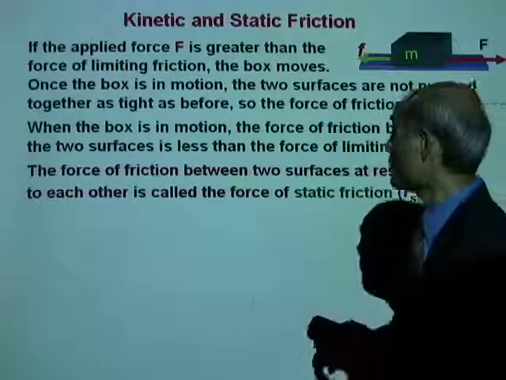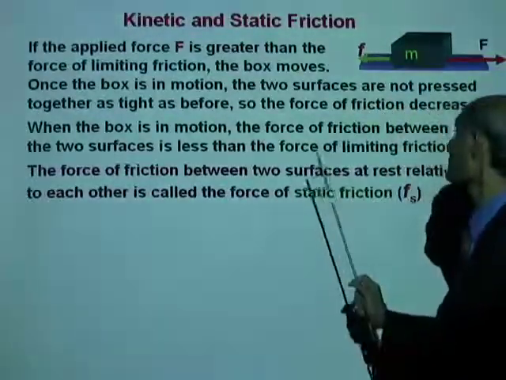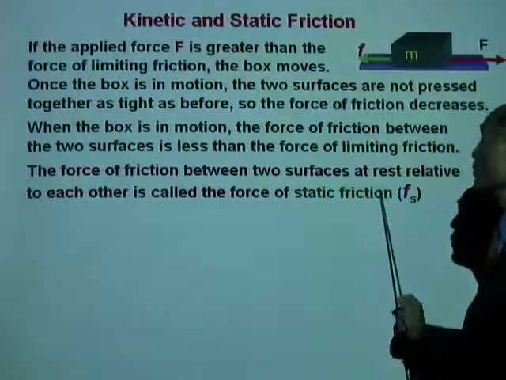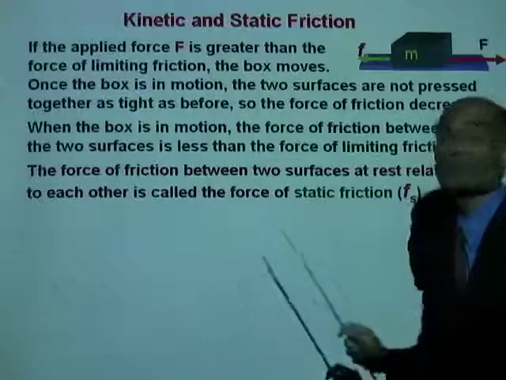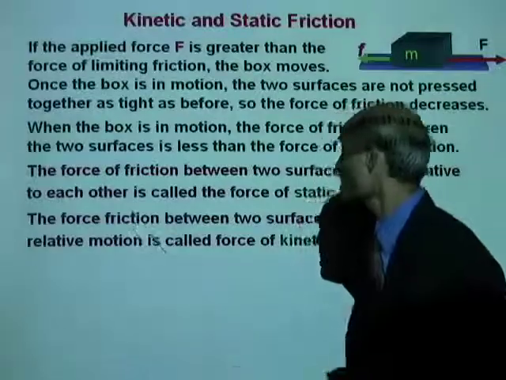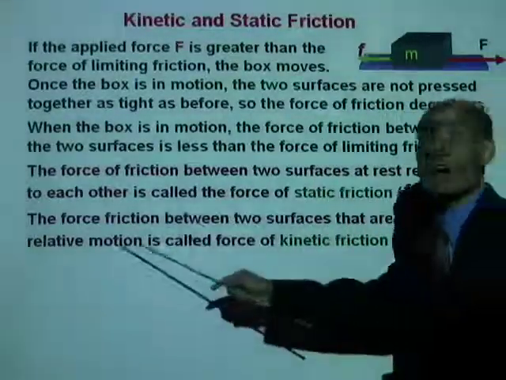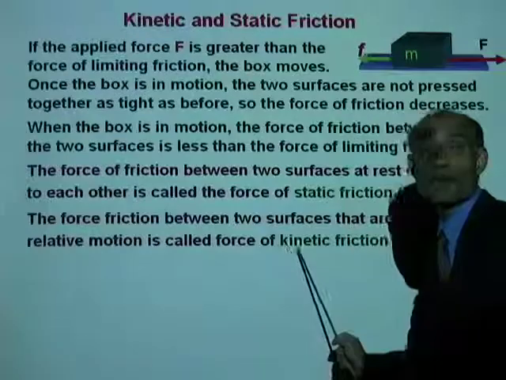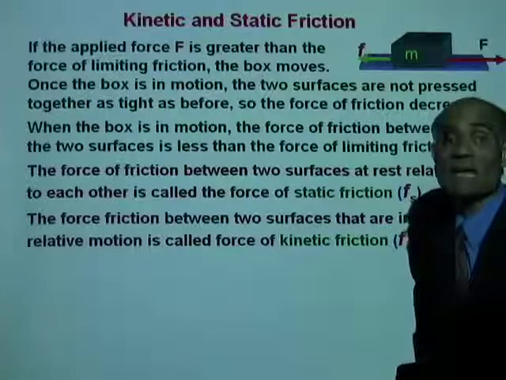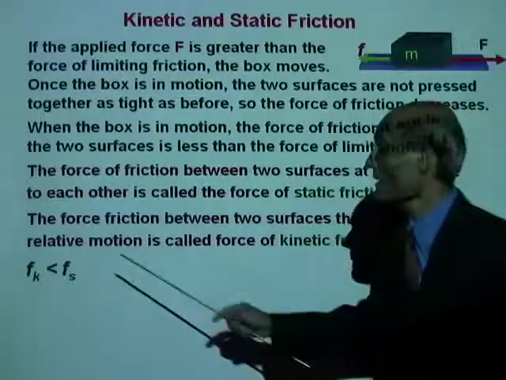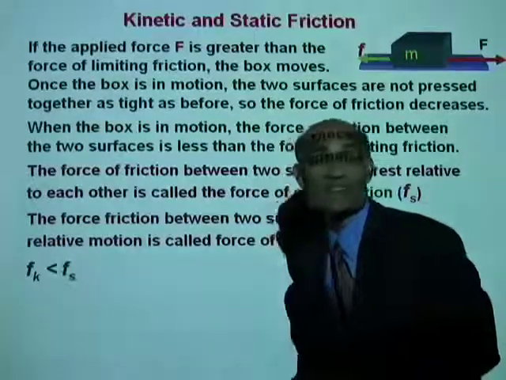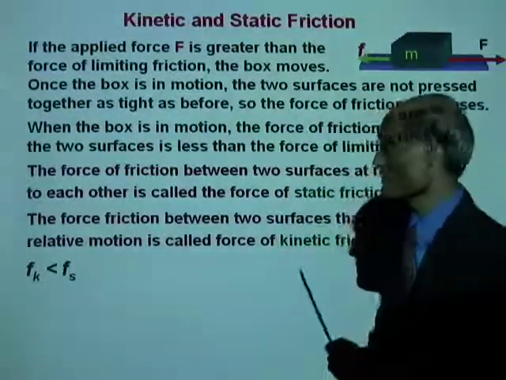And therefore, the force of friction between two surfaces at rest relative to each other is called the force of static friction, and we will write it as F sub S. And the force of friction between two surfaces that are in relative motion is called the force of kinetic friction, and we will use F sub K to represent that. Well, you know that the force of kinetic friction is less than the force of static friction.